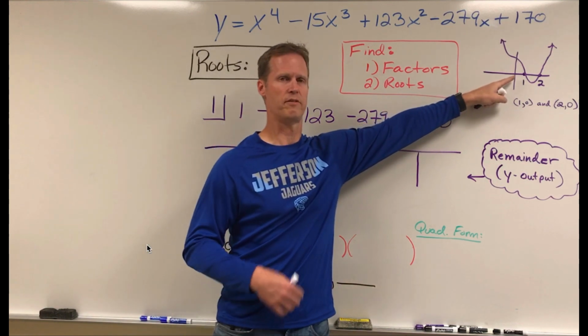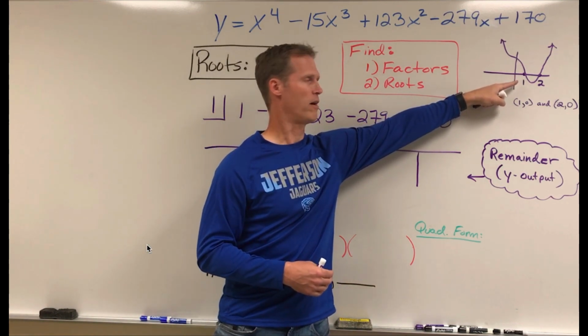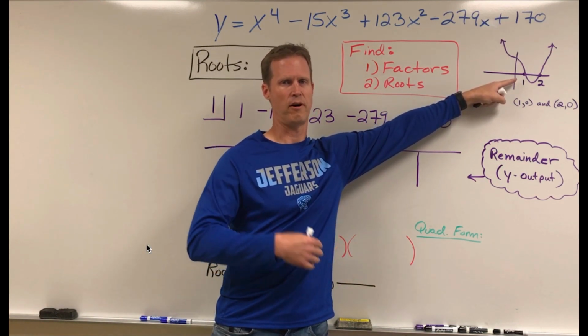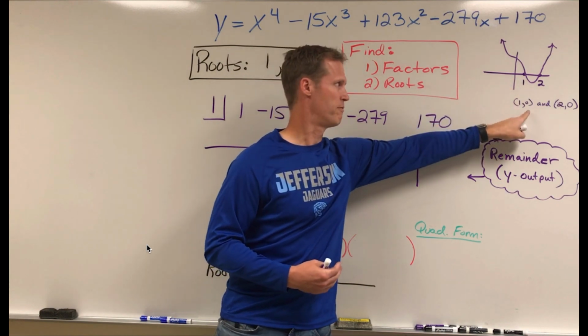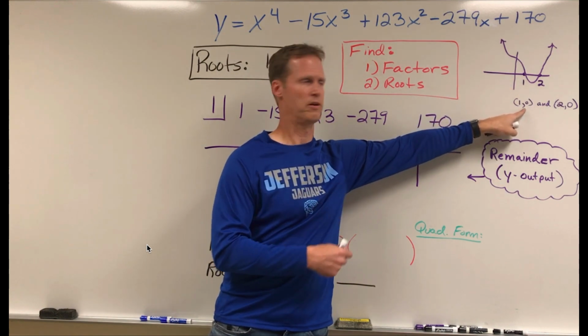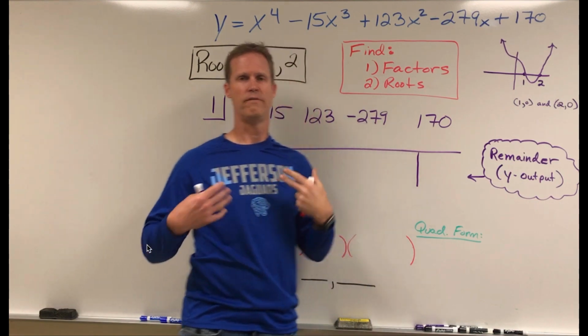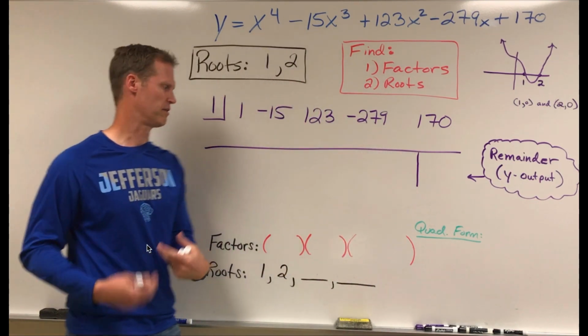You'll see a graph like this if you adjust the window enough. You'll see it crossing at +1 and +2. It's also a good idea to use your table and verify that you see the coordinate 1, 0 in the table and also 2, 0. If you do that right now with this kind of question, you will see those things as well.